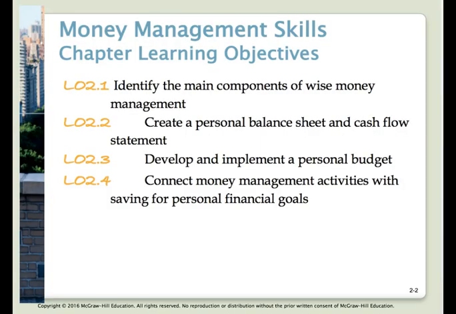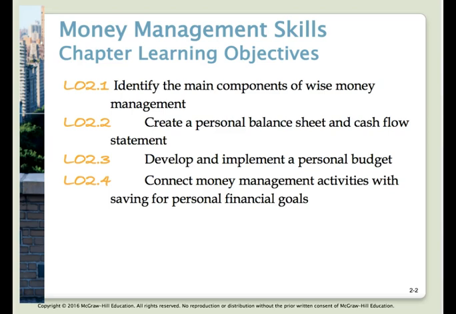So let's begin by looking at our learning objectives for this chapter. Our objective number 1, identify the main components of wise money management. Successful money management requires a coordination of your personal financial records, your personal financial statements, and your budgeting activities. An organized system of financial records and documents should provide ease of access as well as security. And the security is really important because some of your financial documents may be impossible to replace. So you'll want to make sure that you have stored those in a secure way.